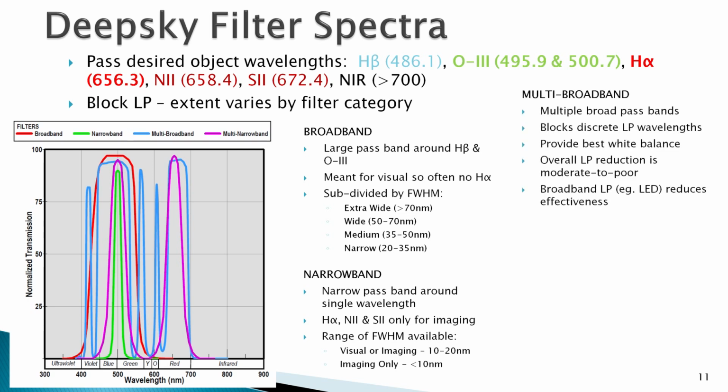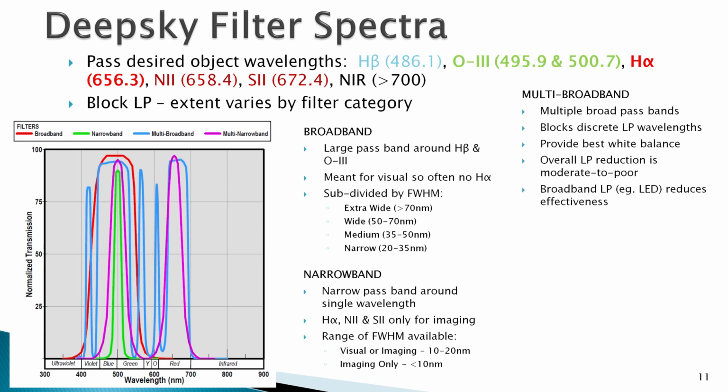Multi-broadband filters have combinations of multiple bands of various widths. They are designed to block discrete wavelengths corresponding to different sources of light pollution. They provide the best white balance of all the deep sky filters, but their overall light pollution reduction capability is poor. LED lighting, that has become progressively more popular in the past few years, makes these filters even less effective.